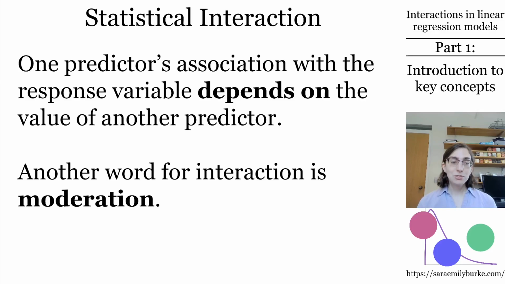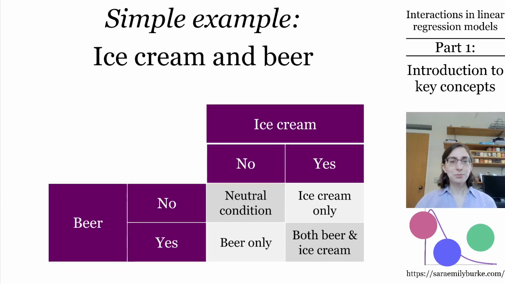When there's moderation, there's an interaction. These terms refer to the same basic phenomenon going on with the data. We also say that one variable moderates the relationship between two other variables. So you can turn moderate into a verb. The first sentence on this slide could then say one predictor's association with the response variable is moderated by the value of another predictor. I'm going to start with a simple example that I've stolen from Jack video.